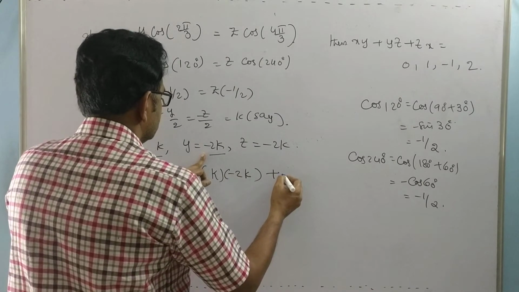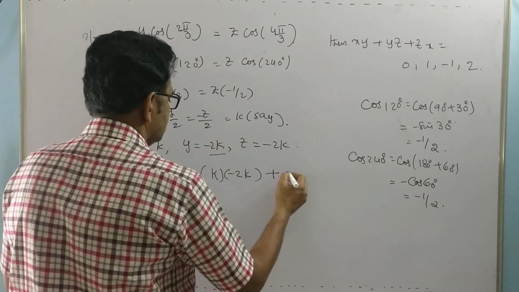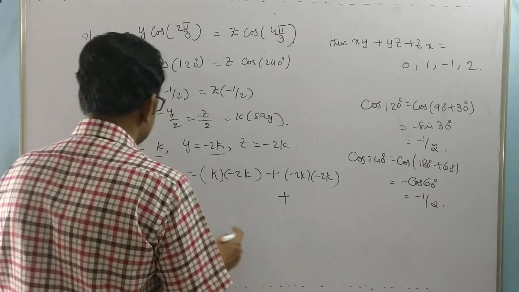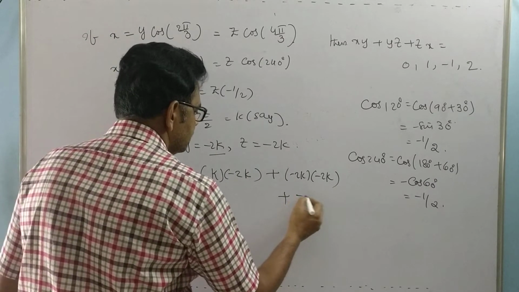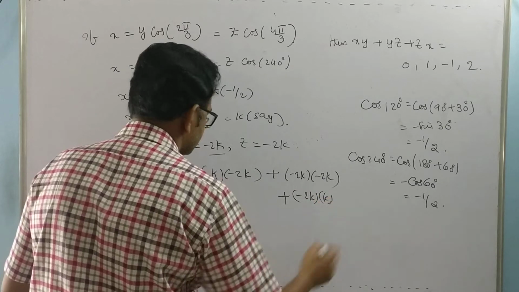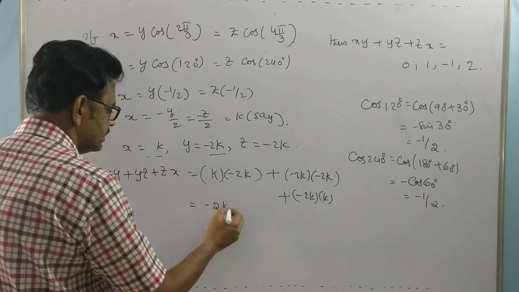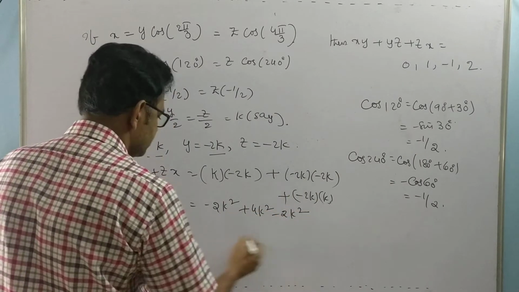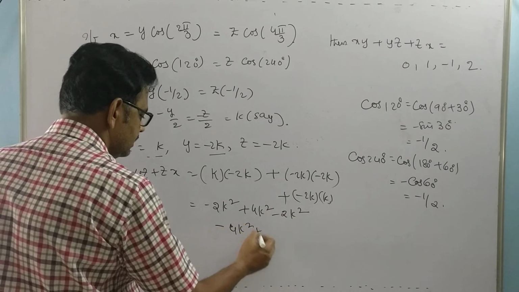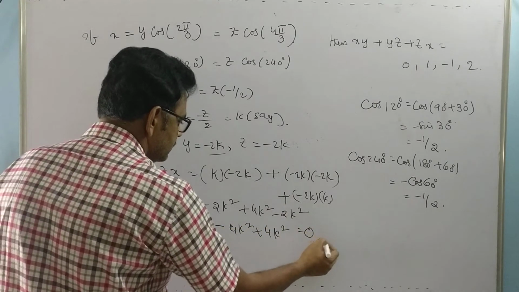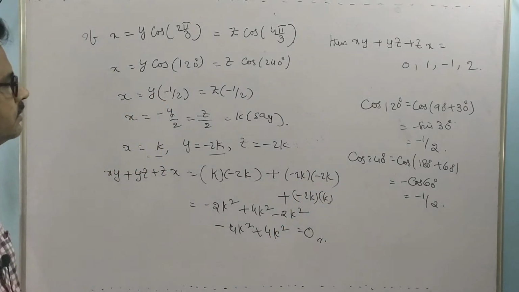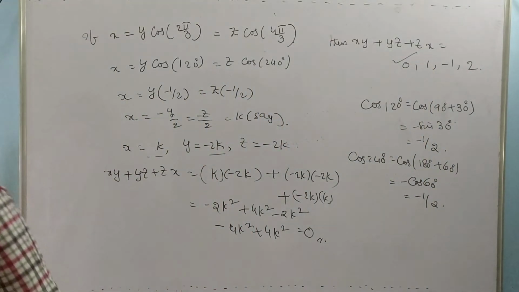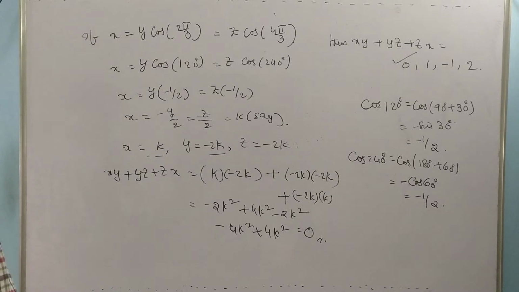That is minus 2k into minus 2k plus zx, z into x, that is minus 2k into k. So this is equal to minus 4k square plus 4k square minus 2k square. So this is minus 4k square plus 4k square, so 0. So the value is 0. So first option is the answer.